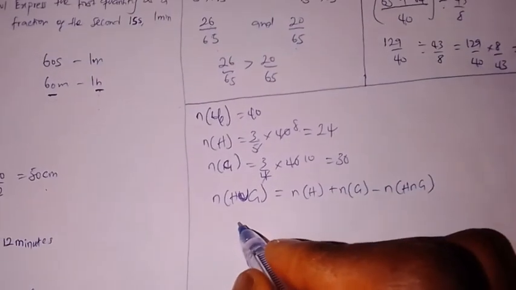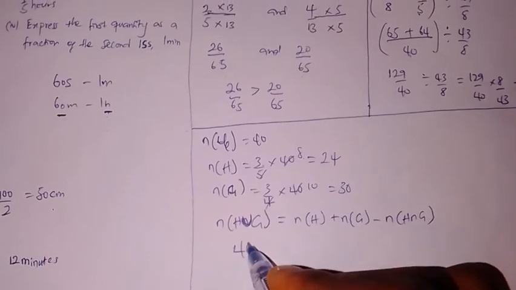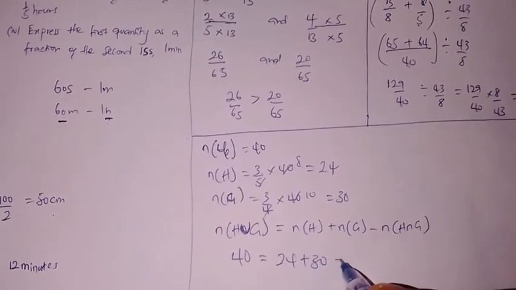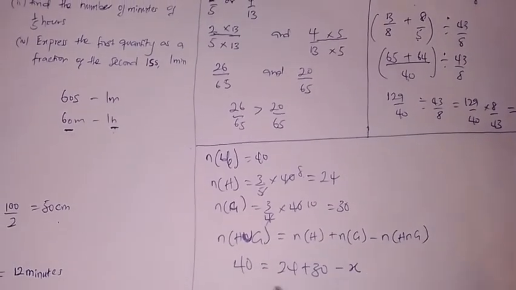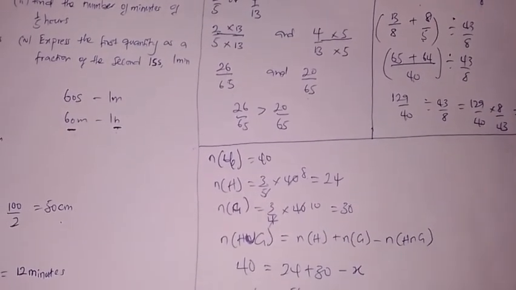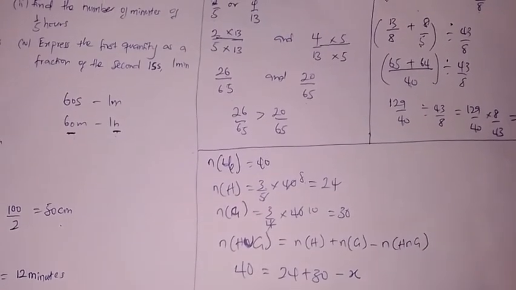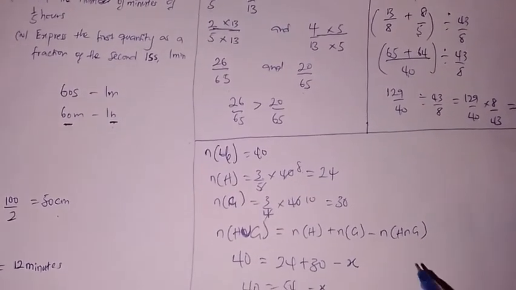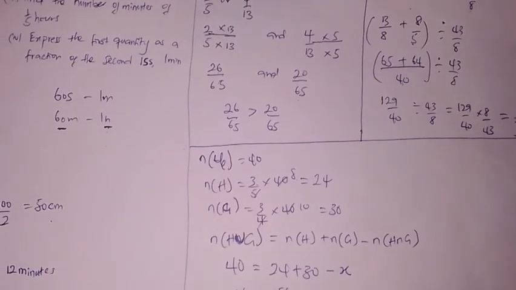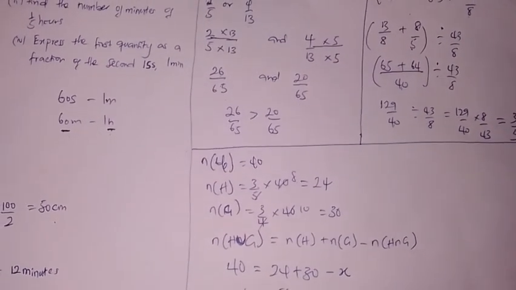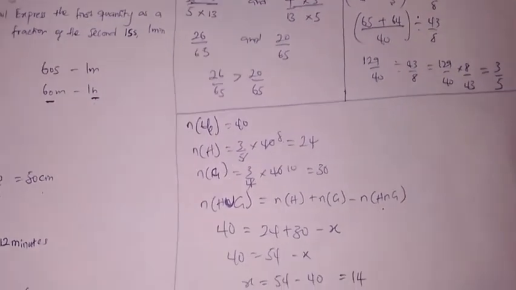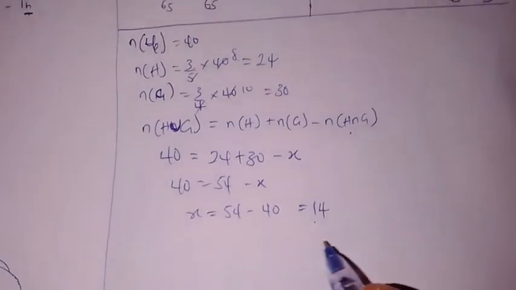Okay, so in which case, I have 40 equals 24 plus 30 minus X. Let's call this X. That's 40 equals 54 minus X. It means my X is 54 minus 40, which leaves my answer to be 14. So those that study both of them, which is my X, is 14. And that is all for that.